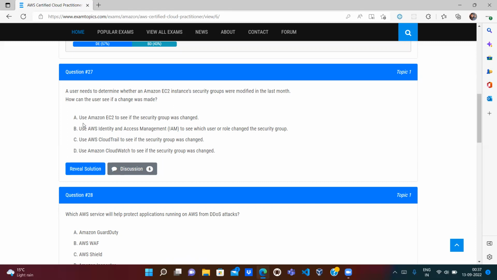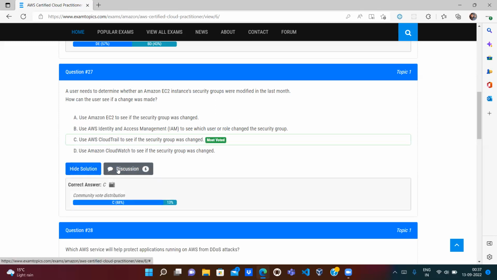So let's read the options. Use Amazon EC2 to see if the security group has changed. No, we can't see. Use IAM, no. Use CloudTrail. CloudTrail is one of the services that tracks the APIs, like which APIs are hit on which services. So you can use CloudTrail to see if the security group has changed. CloudWatch is to store the logs, so D is wrong. So option C looks correct.